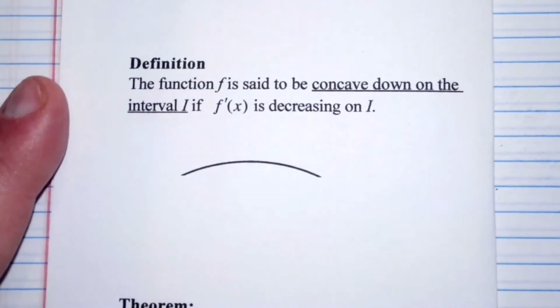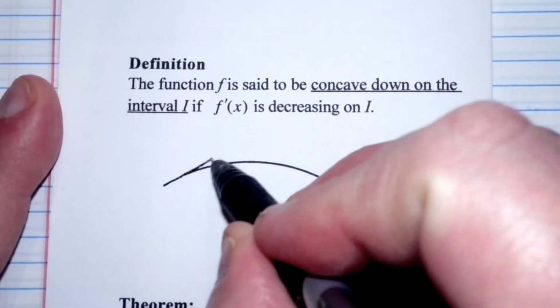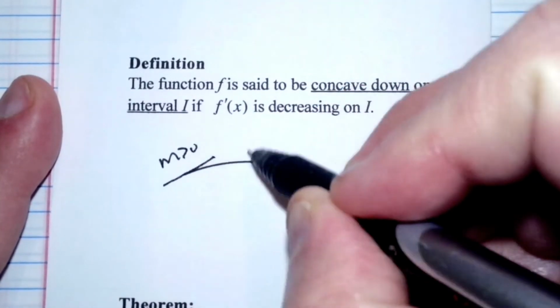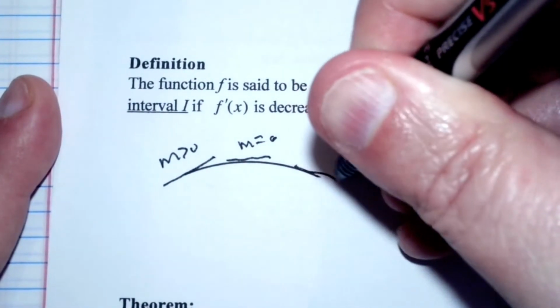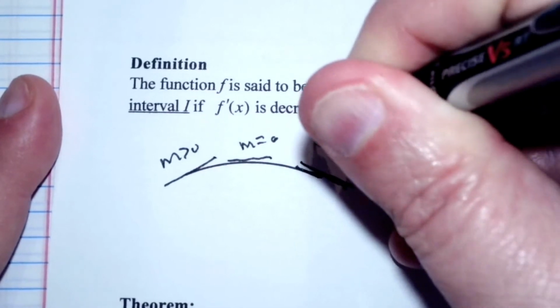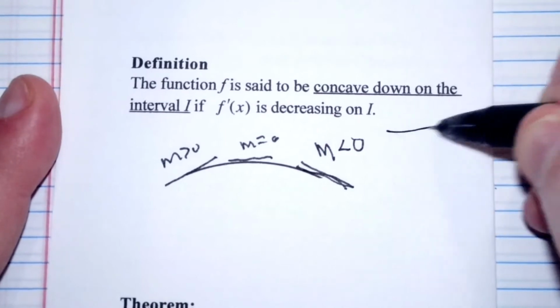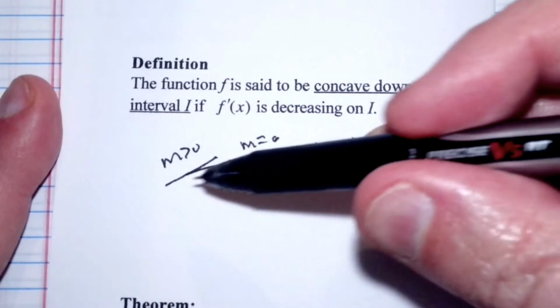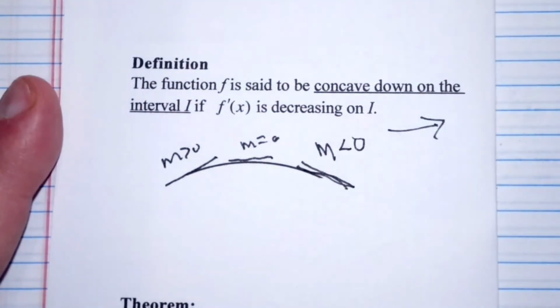The function f is said to be concave down on the interval I if f prime of x is decreasing on I. So again, we're going to be looking at the slopes. If you draw a tangent line here, the slope is positive. Through here, the slope is maybe 0, and then over here, the slope is negative. So again, as we go from left to right, the slope is getting smaller, from positive to 0 to negative. That means that the derivative is getting smaller. The derivative is decreasing.